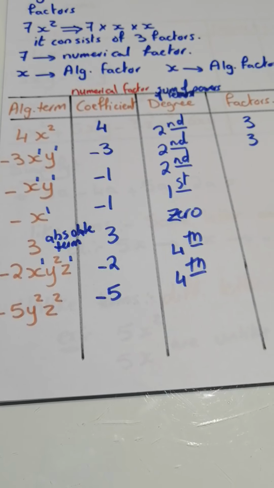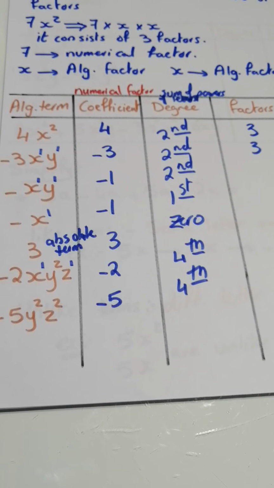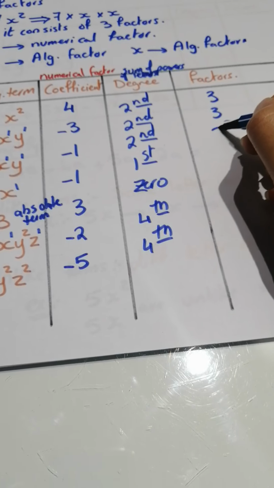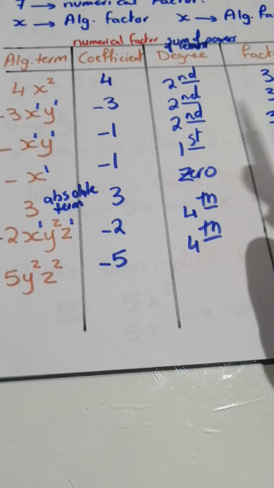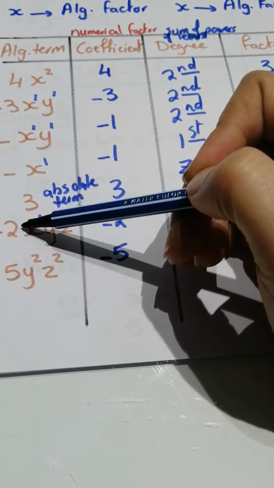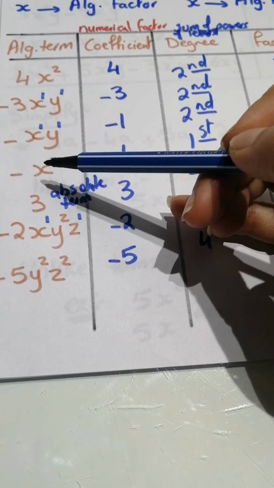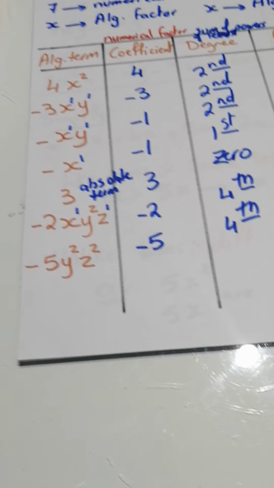Okay, negative xy. What are the factors of this? It's going to be negative 1 times x times y. So there are 3 factors. Some of you just look at x and y, so they say it's 2 factors only. No, there is negative 1 here. Negative 1x means negative 1 times x. So it has how many factors? 2 factors.